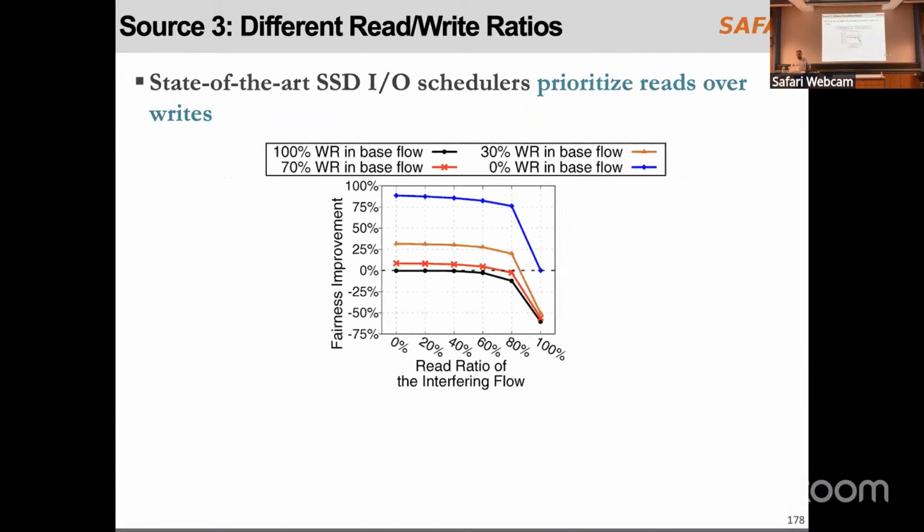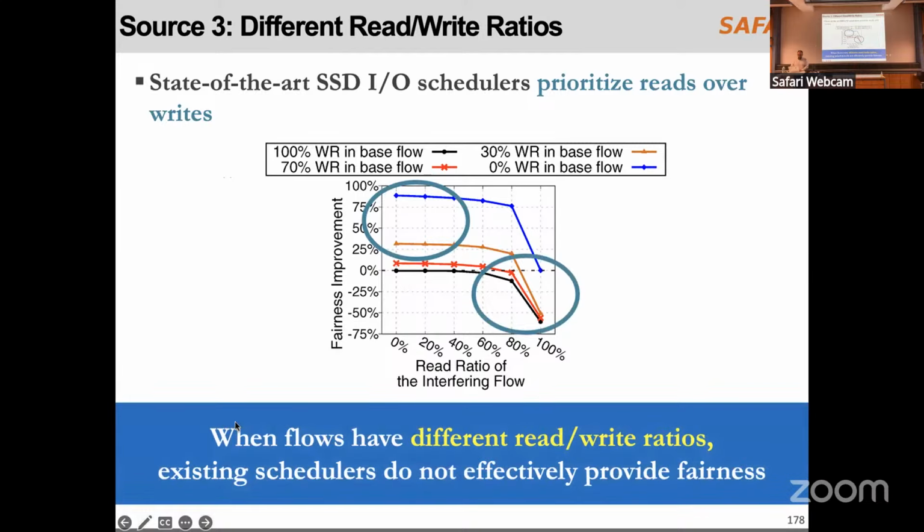We also discussed the read and write ratio. When we have two applications, you can tune the intensity of the write operations of one of them. The interfering application can have from 0% write to 100% write. And here you can see the fairness of the interfering application. Essentially, when flows have different read-write ratios, existing schedulers do not effectively provide fairness.